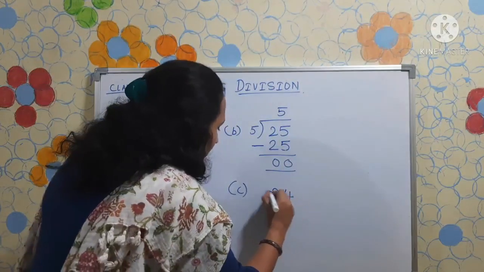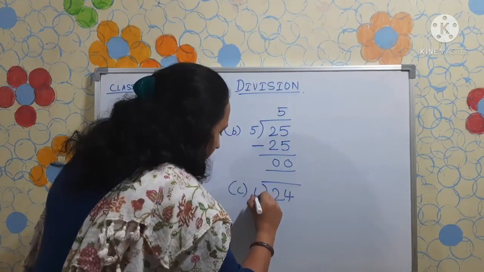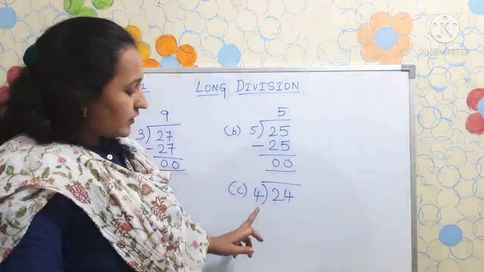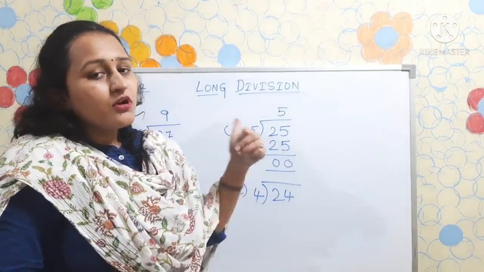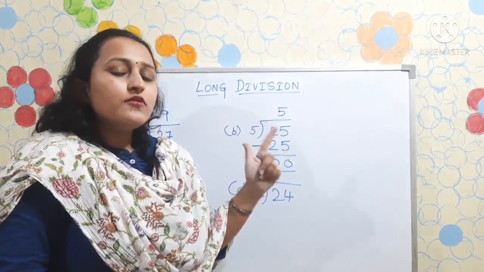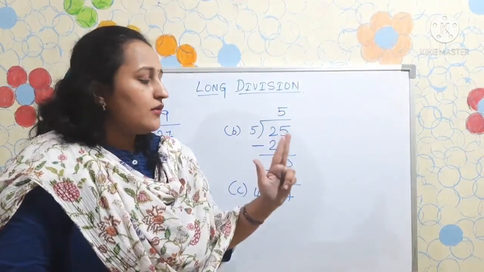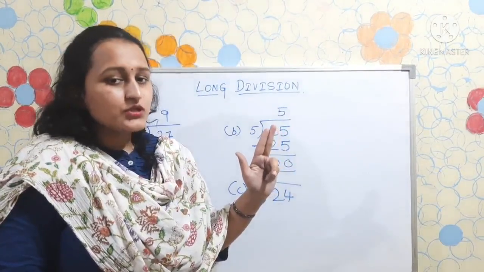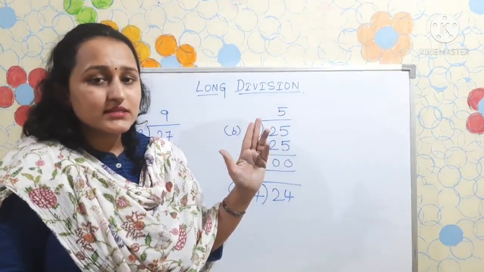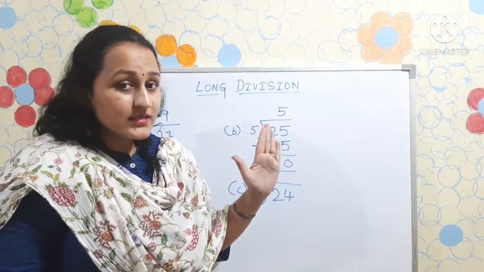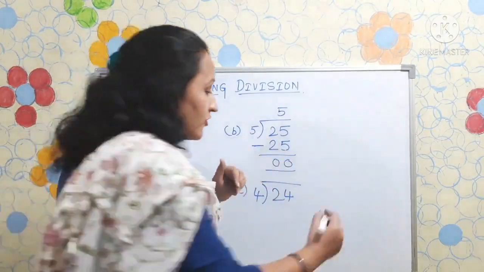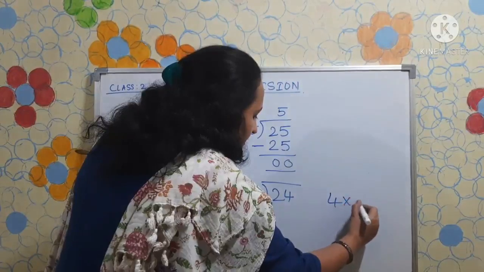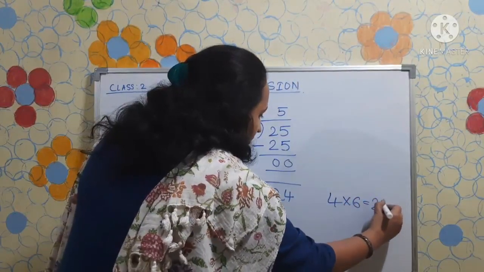24 divided by 4. Recollect the 4 table. 4 times 1 is 4. 4 times 2 is 8. 4 times 3 is 12. 4 times 4 is 16. 4 times 5 is 20. 4 times 6 is 24.